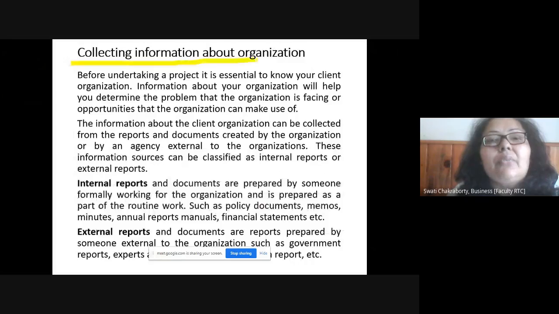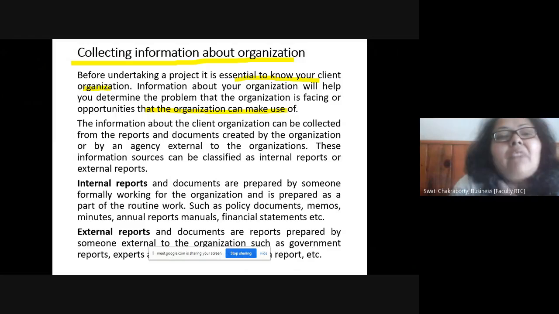Collecting information about the organization. Before undertaking any project, it's very essential for anyone to know about the client organization. Information about the organization is required. Why? Because it will help in determining the problem that the organization is facing or the opportunities that the organization can make use of. It's very important to know, because only then can you find out what the problem or the opportunities are.